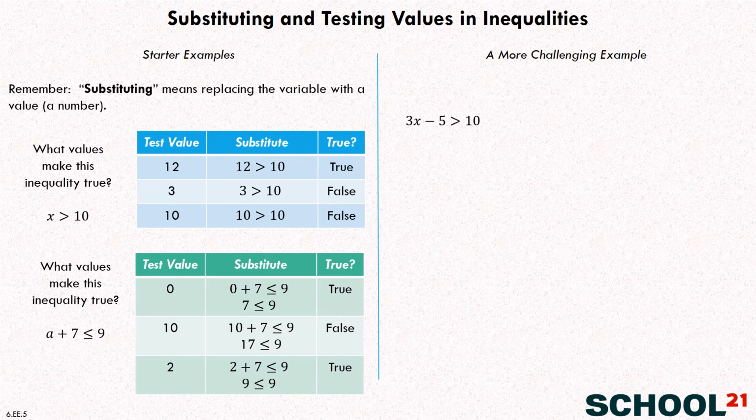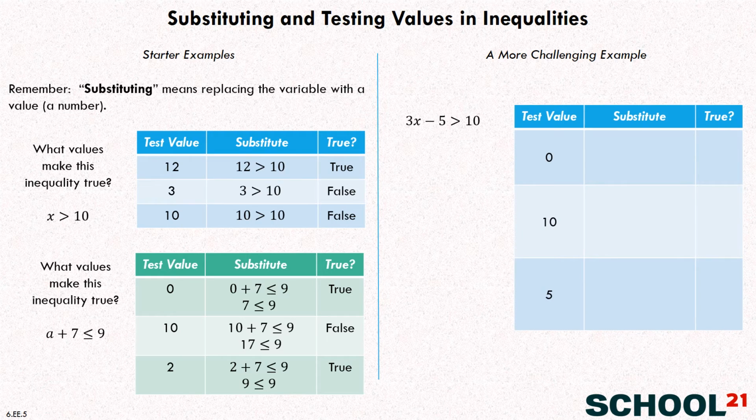This one is 3x minus 5 is greater than 10. Unlike the two starter examples, this one is probably a little bit harder for you to do in your head as far as what the obvious answers are going to be or not be. So you will use the same method. We'll set up a table here, and I've put in a few test values, and what I want you to do, Rita, is tell me what I should write, okay? The first step, as always, is to substitute in for the variable.